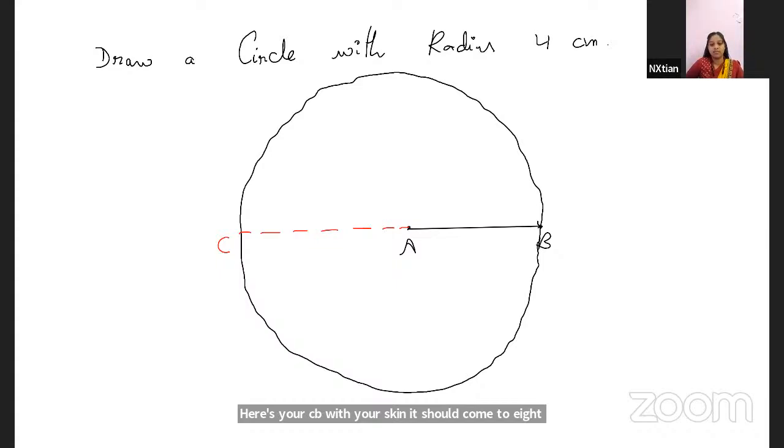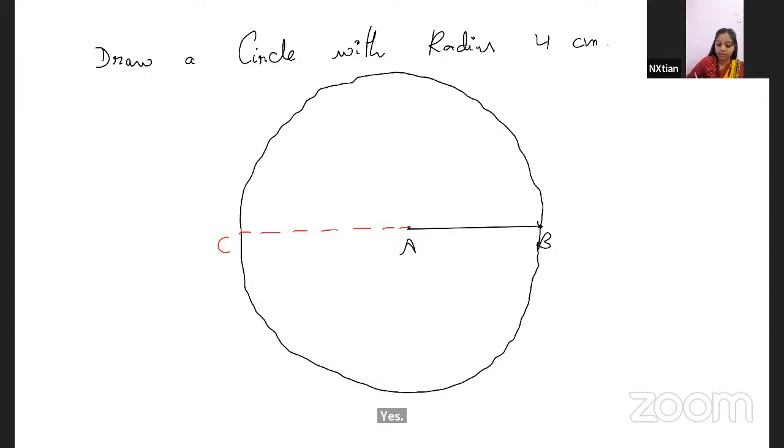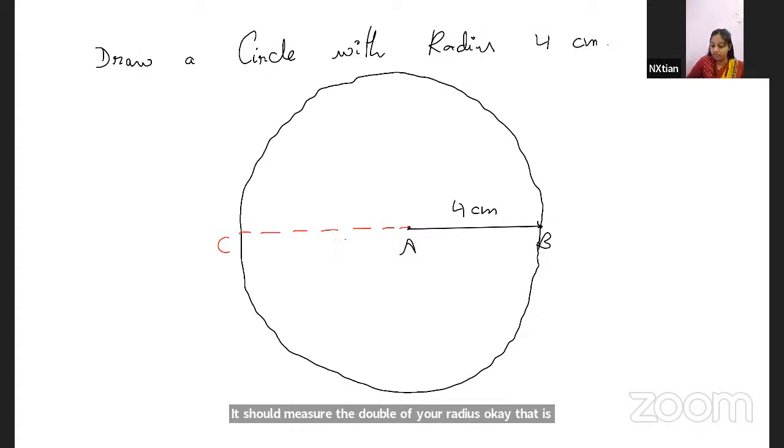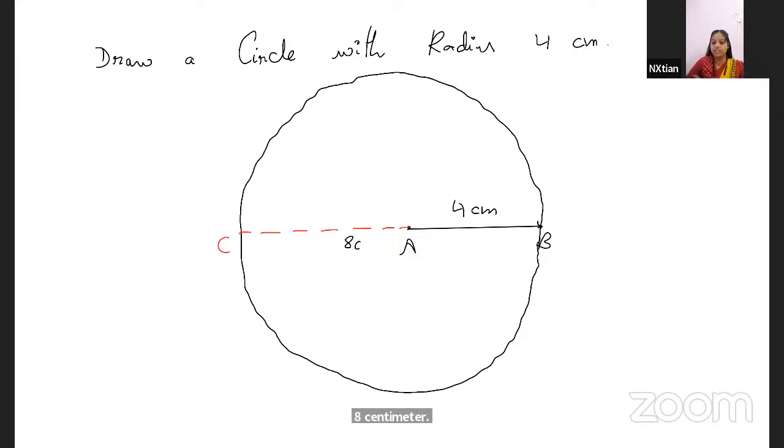Yes, ma'am. Okay, all right. Abraham, they measured AB, which should be exactly 4 centimeter. We extended the line AB to the point C. So CB is your diameter now, which should measure double your radius, that is 8 centimeter. Measure it and see if you are getting 4 centimeter for the radius and 8 centimeter for the diameter.